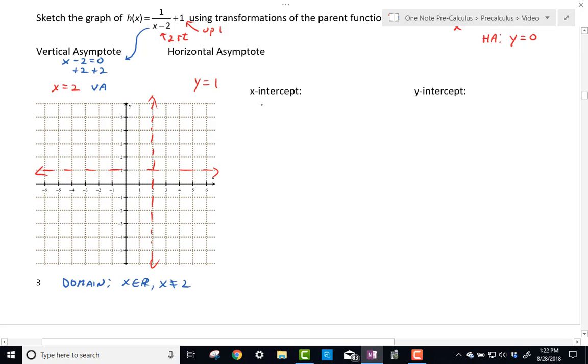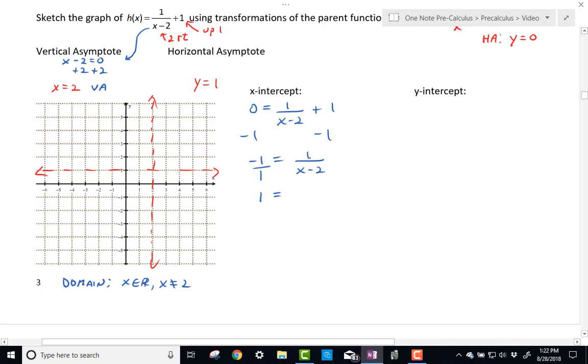X-intercept. X-intercept means plug in 0 for y, solve for x. So here we go. Plug in 0 for y equals 1 over x minus 2 plus 1. I need to solve for x. Before I can do anything, there's a couple of different things I could do, but I'm going to go ahead and subtract 1 from both sides, and there's a reason I'm doing that. Negative 1 equals 1 over x minus 2. Because now that I have this written like this, I can put a 1 under here, and I can cross multiply. So 1 times 1 is going to give me 1.